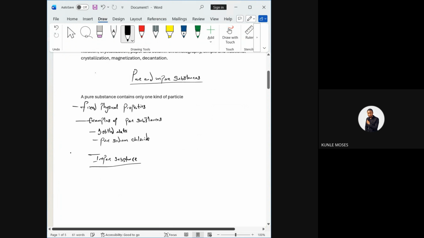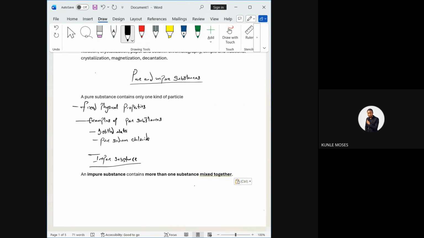Just bear with me. Impure substances are substances that contain more than one substance mixed together. I hope that is taken. I want you to write that down. Let me write that for you, so that Gift will not say she did not write it down. So impure substances contain more than one substance mixed together.